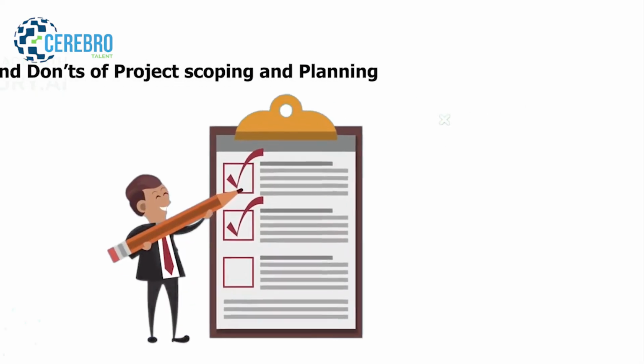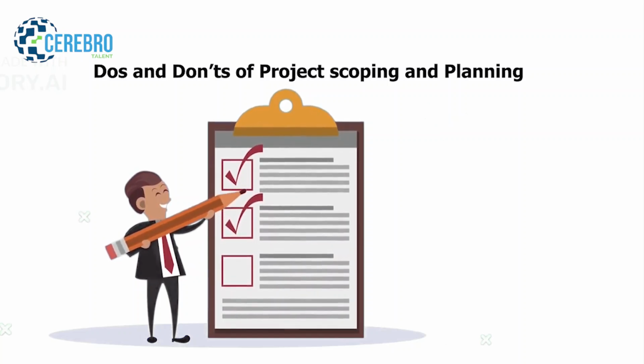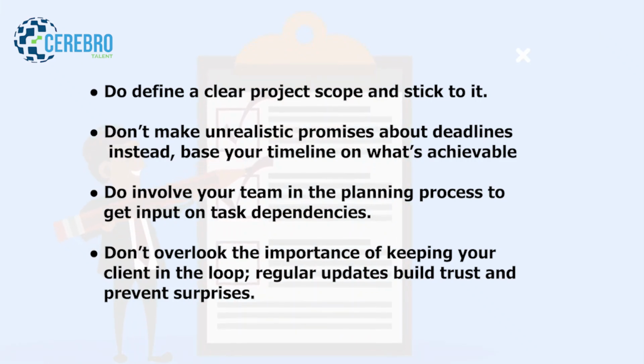Let's look at a summary of what to do and not to do. To wrap up, we're going to go over some key do's and don'ts of project scoping and planning. Do define a clear project scope and stick to it. Don't make unrealistic promises about deadlines. Instead, base your timeline on what's achievable.